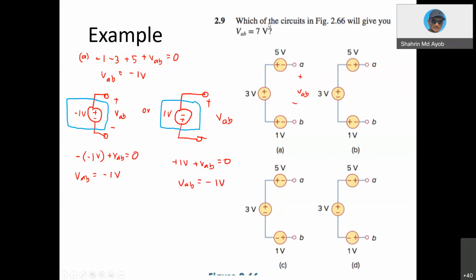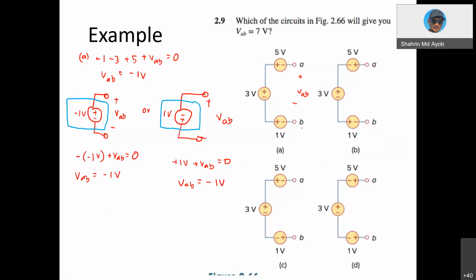This one is the question, but I think we go to an example. For example, here: what is the value of the VAB here? What is the value of your VAB, the voltage seen from this terminal?